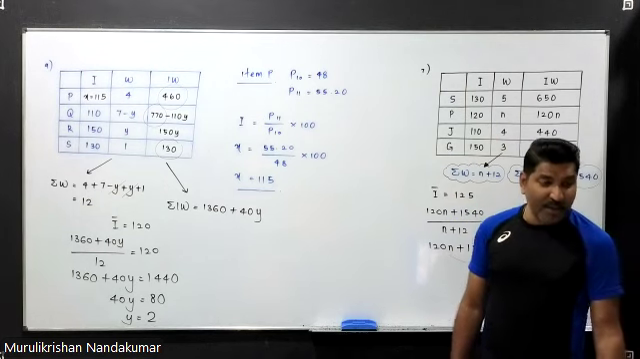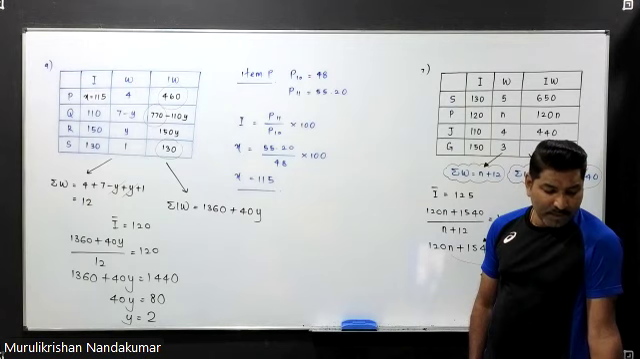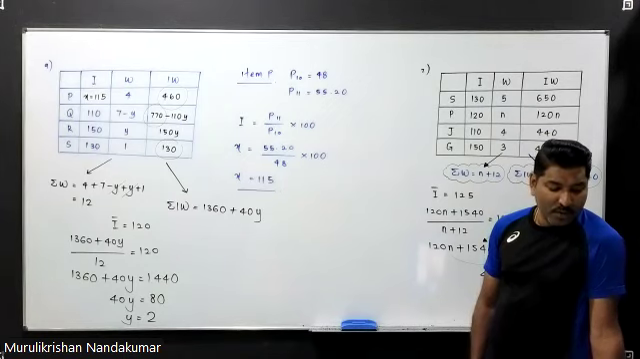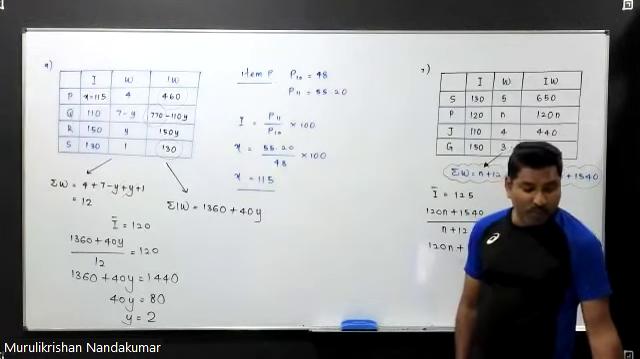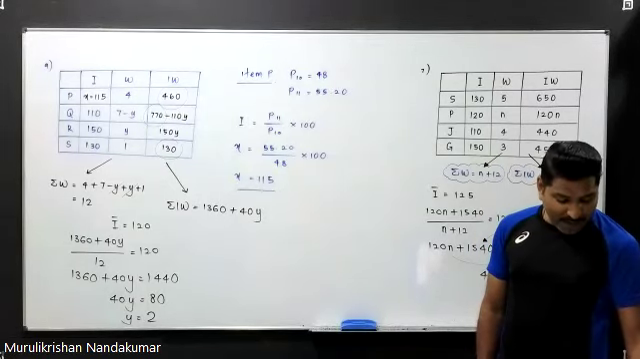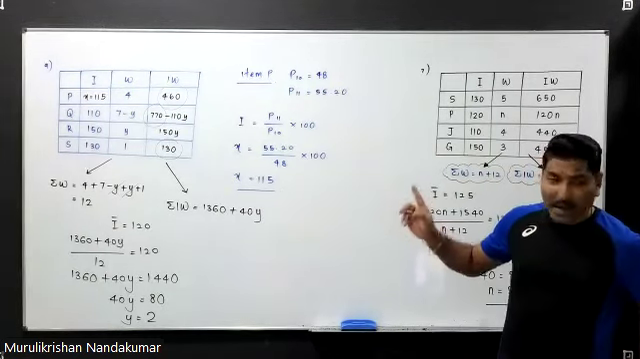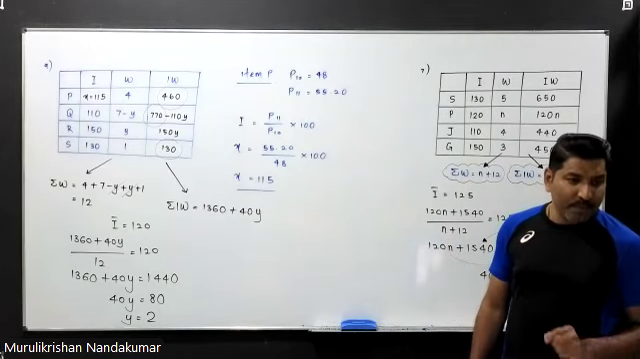Now, what is the answer for question number 8 just now? Question number 8, how much? P is 2. Everyone got it? Question number 8, the value of the P is 2. And question number 9, the value of the Y is also 2. Understand? So question number 8, your P is 2. Now question number 9, your Y is also 2.